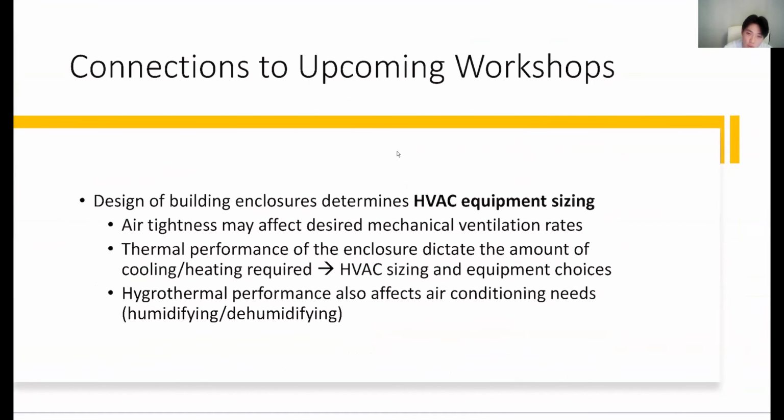Because we have two upcoming workshops, I wanted to make some connections and maybe encourage you to go to the next two, because these ideas are not just standalone ideas. They are all interconnected in terms of getting a holistic view of sustainable buildings.